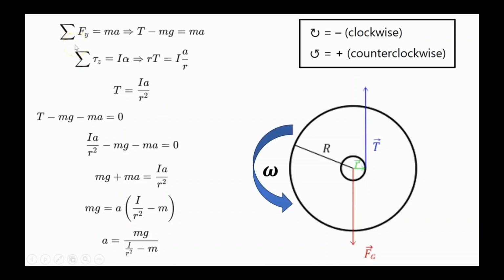To solve this problem, I'll begin by setting up Newton's second law for translation. Net force equals mass times acceleration. There are two forces acting on the yo-yo, tension upward and gravity downward. This equals mass times acceleration.